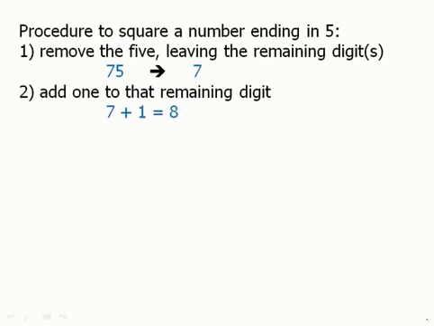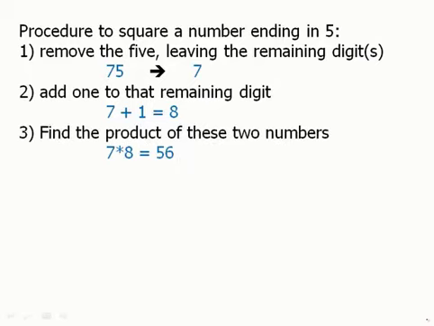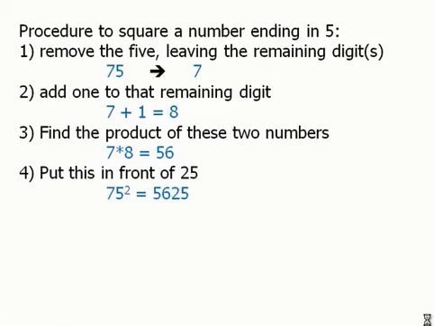Now one way to think about this, 75 is between 70 and 80. So those are the two numbers we need. Drop the zeros, we need the 7 and the 8. We're going to multiply those two numbers. 7 times 8 is 56. Again, you need to know your one-digit multiplication table well. 7 times 8 is 56. That's the number we're going to put in front of 25. So 75 squared is 5625.